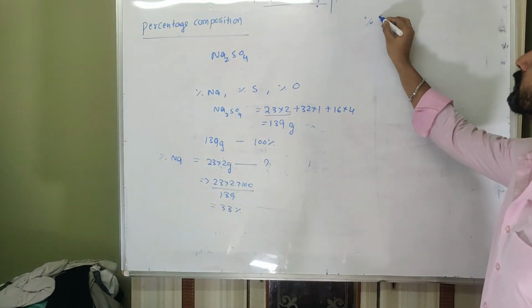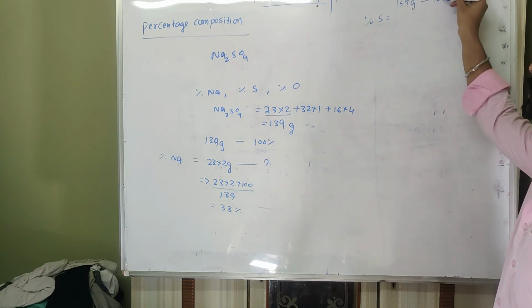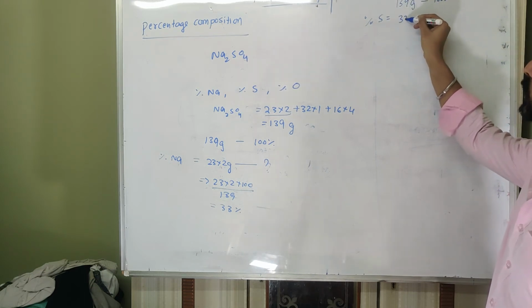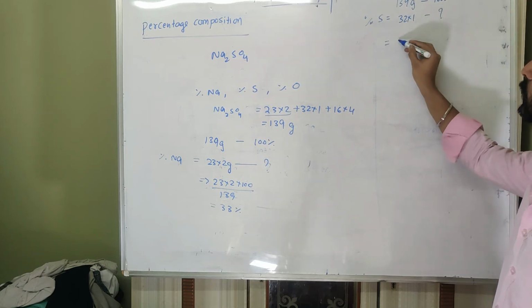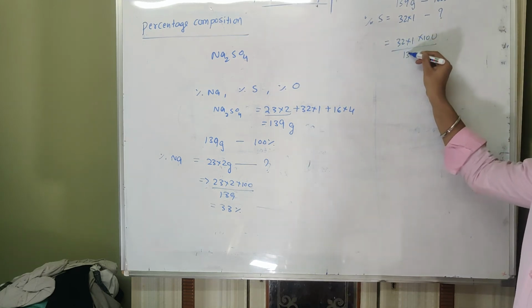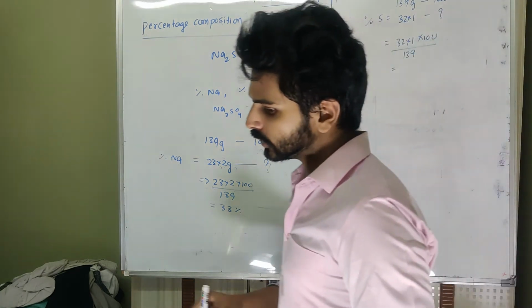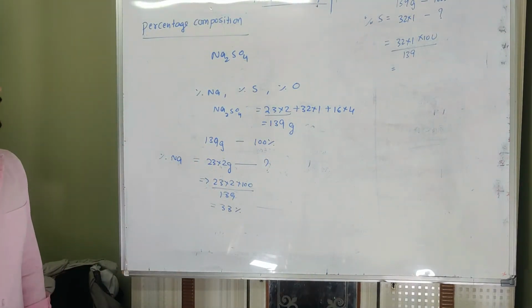So the percentage of sulfur can be written as: the total mass is 100% and that of 32 into 1 is how much percent. Then this will be 32 into 1 into 100 divided by the total mass. So this is how we can calculate the percentage of sulfur, which comes out to be 23%.